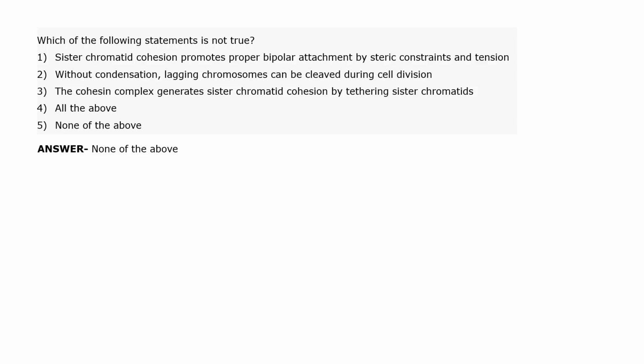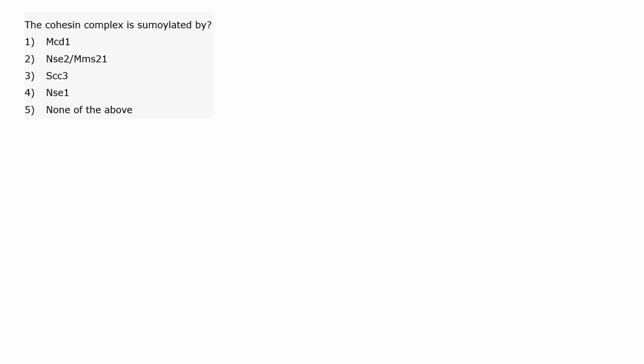I will just move on to the last question. Okay. So the cohesin molecule is sumoylated by, as we have discussed before, MCD1, NSE2, MMS21, SEC3 or NSE1, or none of the above, which may be the answer. You will get to know one more answer to this question. Basically, we have discussed this before, right?